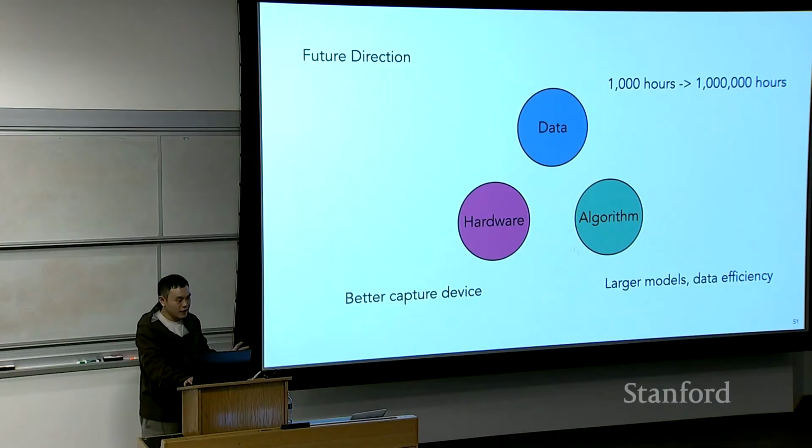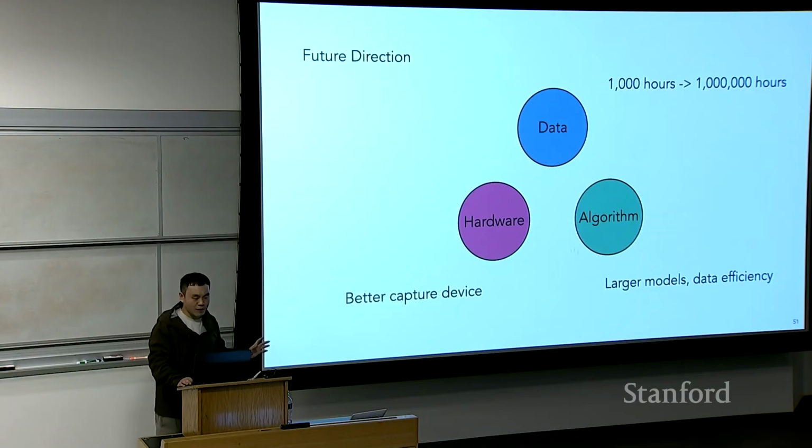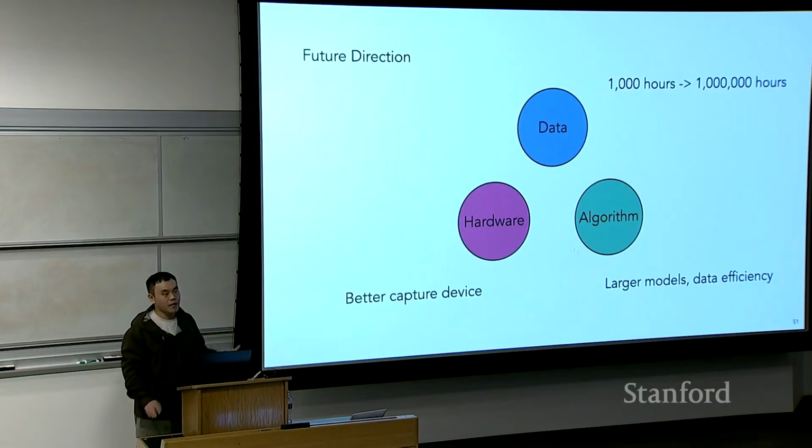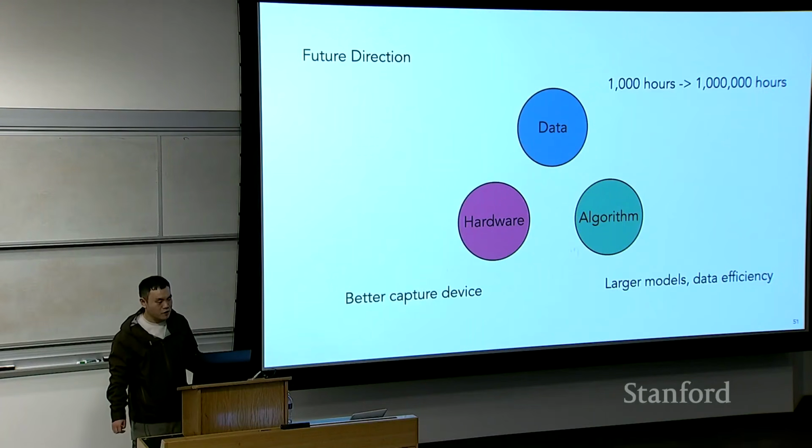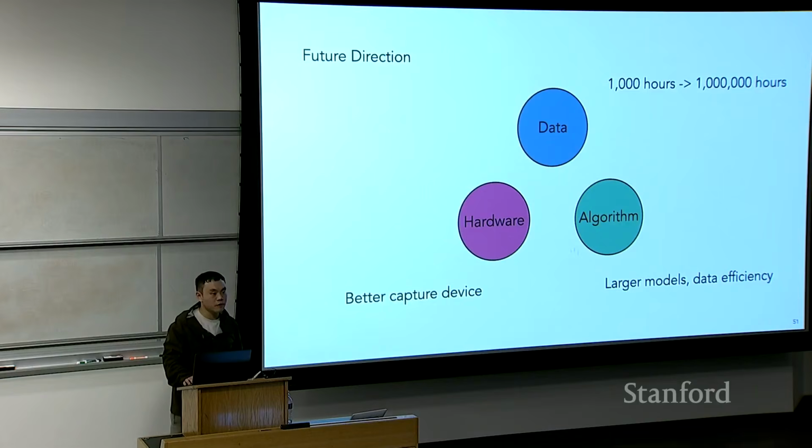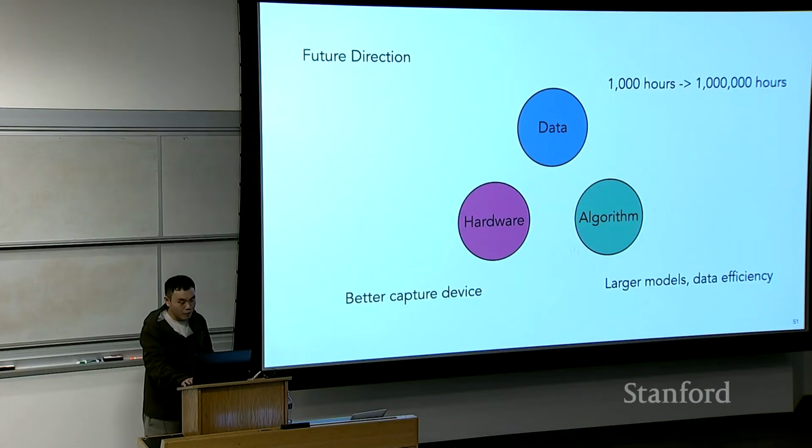Finally, I want to briefly discuss some future directions we are currently focusing on. On the data side, we are trying to scale up the data from the 1,000 hours that we are currently working on to 1 million hours. Of course, this is quite challenging and beyond the lab scale. This requires collaboration with different research groups, with, for example, some data vendors and industry people.